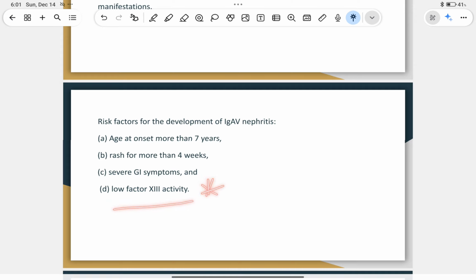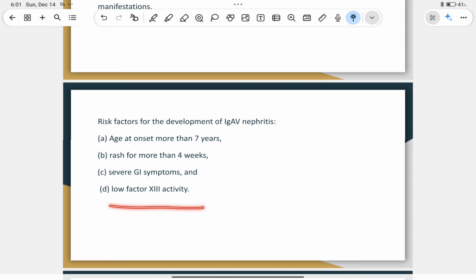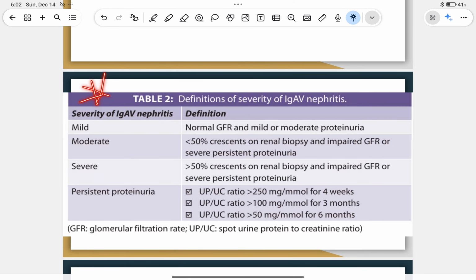What will happen in low factor 13 deficiency? Factor 13 is fibrin stabilizing factor. So whenever there is fibrin monomers, factor 13 will cross link them and it will seal the blood vessel. So whenever there is already less factor deficiency along with vasculitis, there is more leakage of the blood and more chance of severe HSP, that is leading to IgA nephritis. Okay, this table is only for PG students.